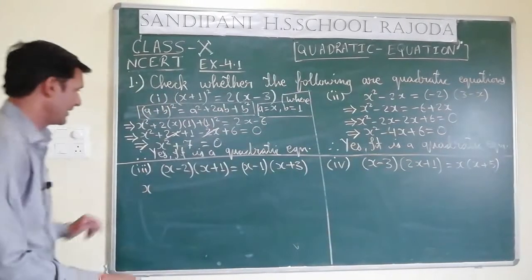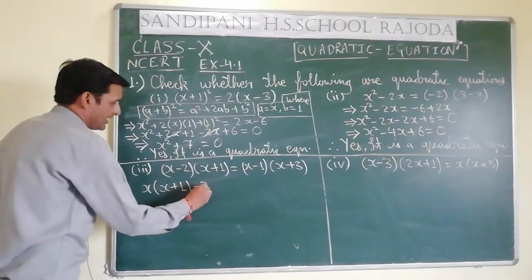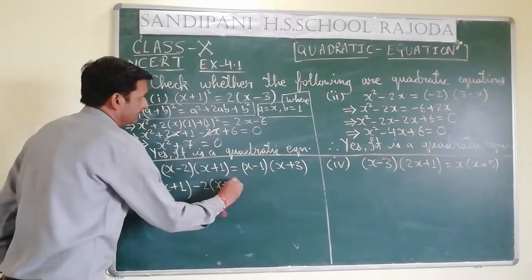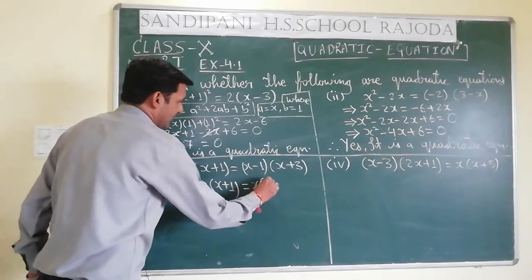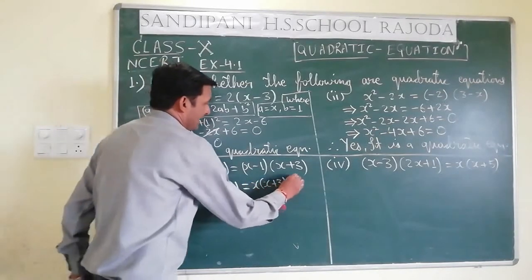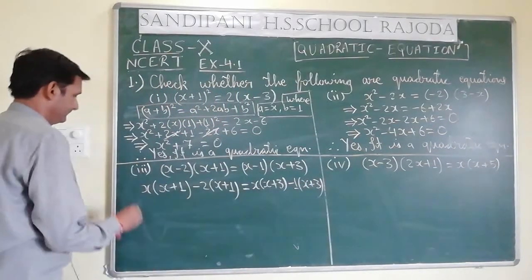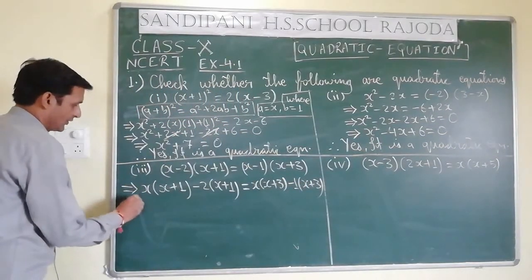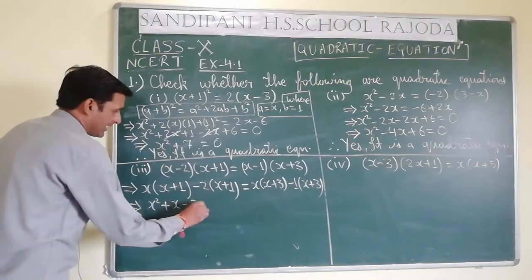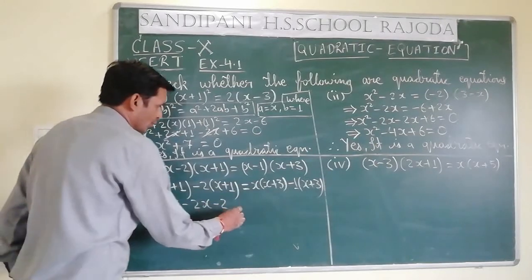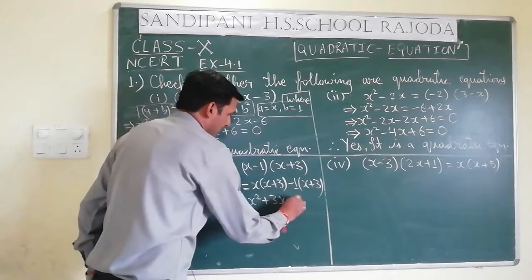Now, x into x plus 1, minus 2 into x plus 1, is equal to x into x plus 3, minus 1 into x plus 3. So, it will be x square plus x minus 2x minus 2 is equal to x square plus 3x minus x minus 3.